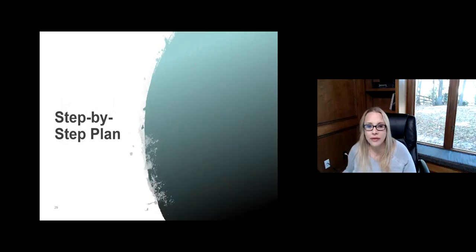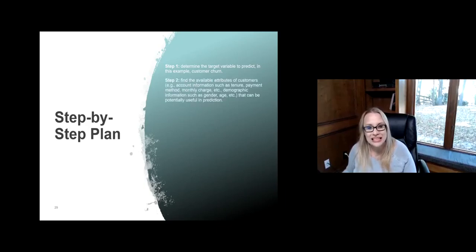So now that I've given you some time to think about it, here's a quick summary step by step. In this case, we already have a defined business objective. So the first thing we should try to do is determine the target variable that we are trying to predict. In this example, it will be customer churn. You would want to find the available attributes of the customers. So what are the different attributes you have access to that you can use to potentially predict your outcome? You find that the data set is comprised of both independent variables and the target variable.